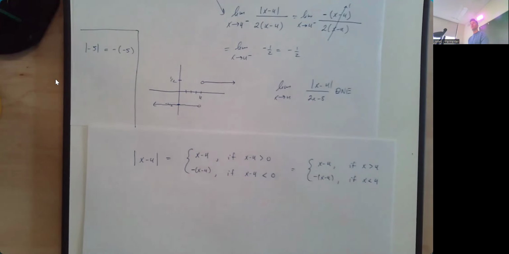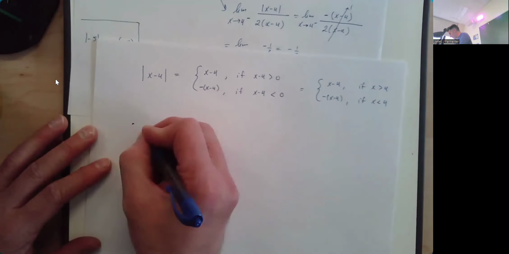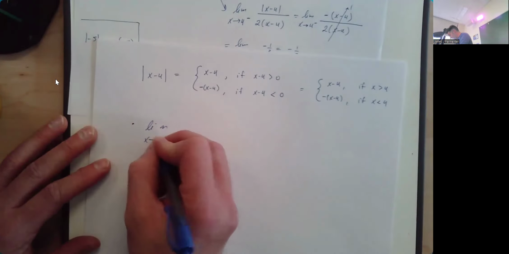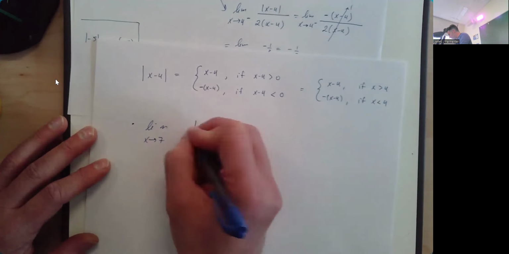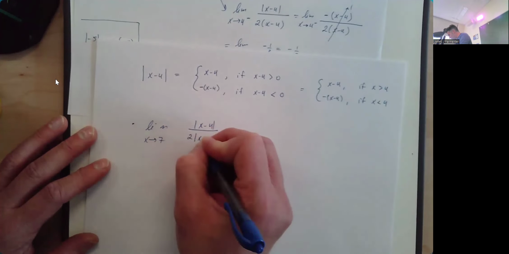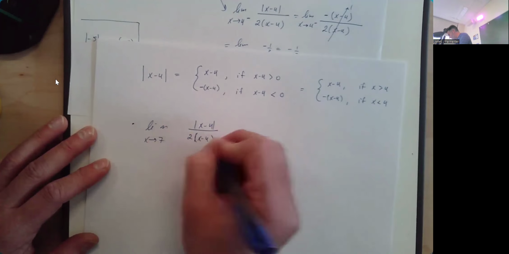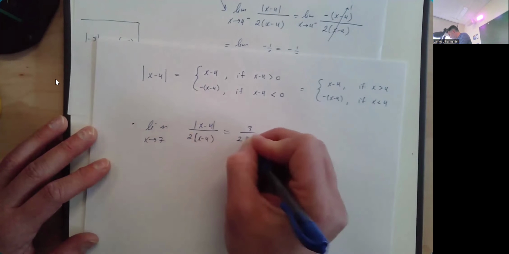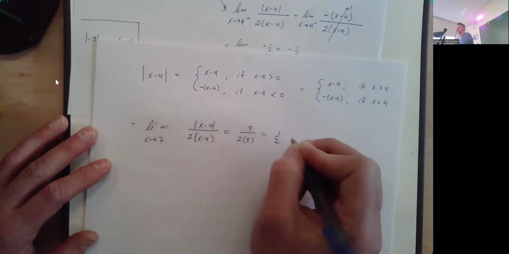Do absolute value functions ever happen? Yes, definitely. I could have taken the limit as x approached anything else other than 4 here. It feels kind of like a non-issue, but if I had said, what's the limit as x approaches 7 of the absolute value of x minus 4 over 2 times x minus 4, then I'm just going to get 3 over 2 times 3, which is 1/2.